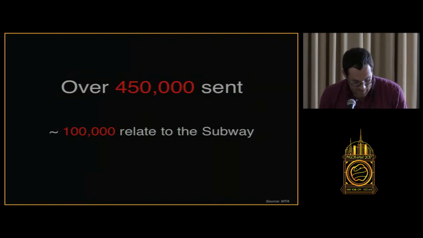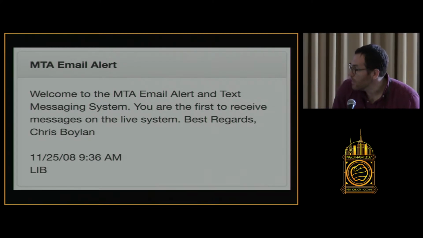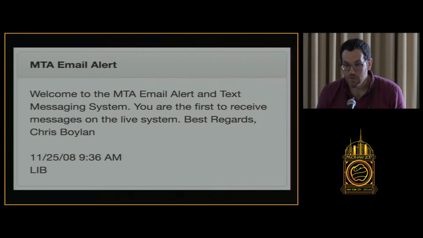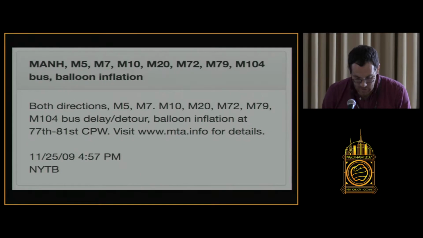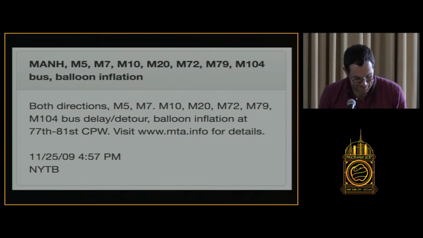And just to prove it worked, the MTA sent out a signed message whenever the program launched from the manager who was in charge of it, Chris Boylan. You can see this went out in November of 2008. And this shows the structure of the alerts, really. They have a title, they have a message body, they have a timestamp, and a system reference, which tells us which system it's referring to, whether that's the subway or Long Island Railroad. All of these, again, are online and are accessible. And actually going through the alerts when you aren't actually trying to get anywhere is really fun.